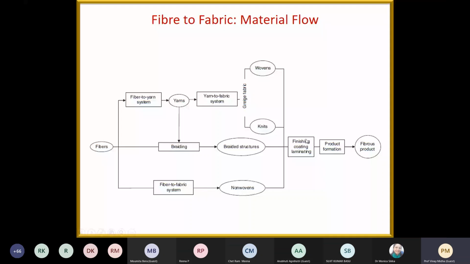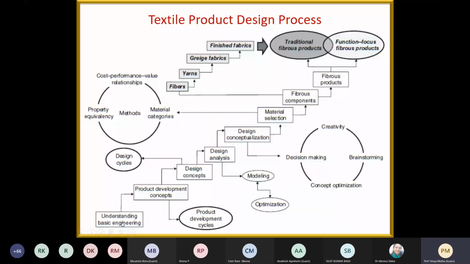And if we talk about the textile product design process, then this is the complete process of textile product design. Starting with the understanding of the basic engineering concepts, we should have certain knowledge of the basic engineering concepts. Then the product development concepts are there, how the product development actually is to be carried out, what are the various stages and the process involved in that product development. Then comes the design concepts. Now, how the designing of those particular products will be carried out, which will have the design conceptualization and the design analysis, which I'll be touching in the next few slides.